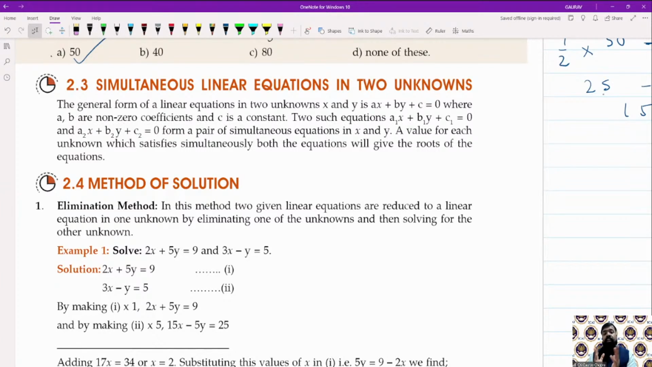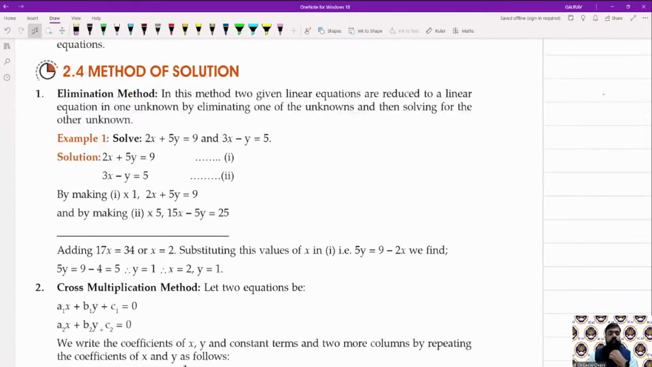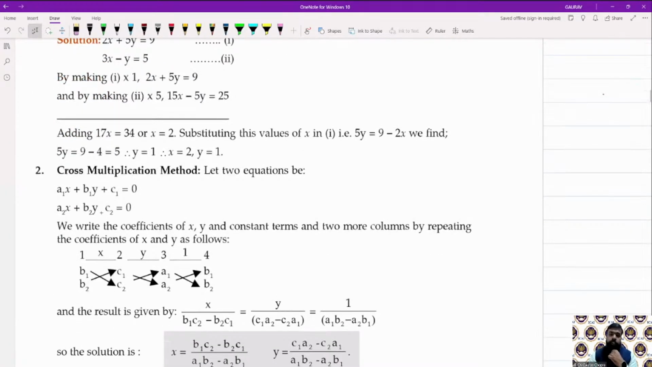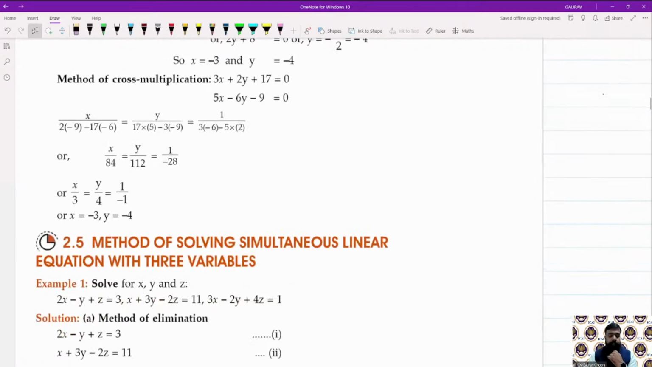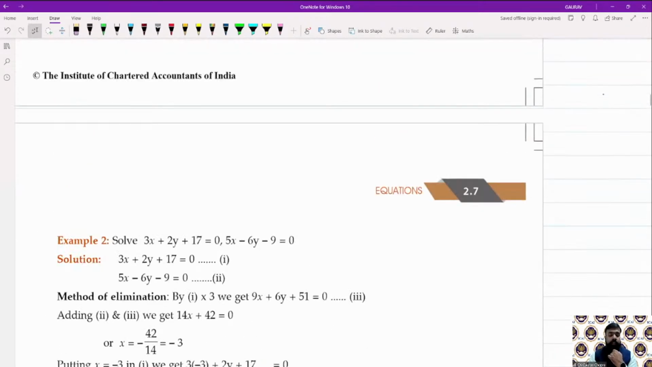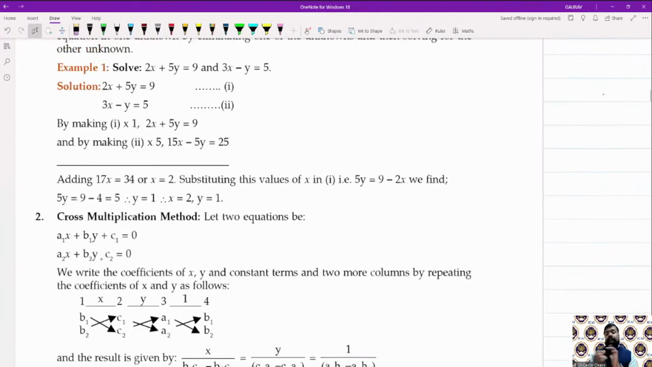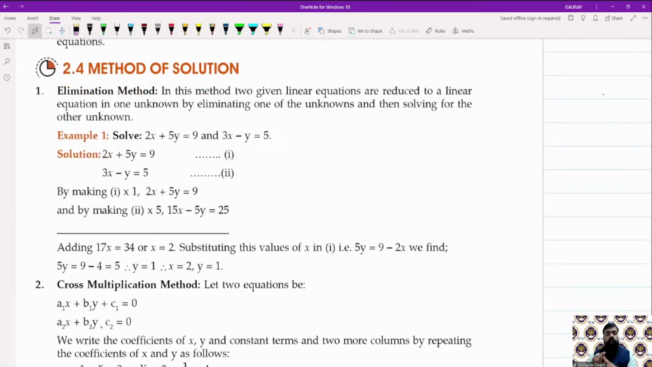So how to solve such kind of questions? There are three different methods to solve the equations. First is the elimination method. Second is known as the cross multiplication method. And the third one is the substitution method. So overall, there are three methods to solve: elimination, cross multiplication, and substitution. So let's try one method today, that is the elimination method.